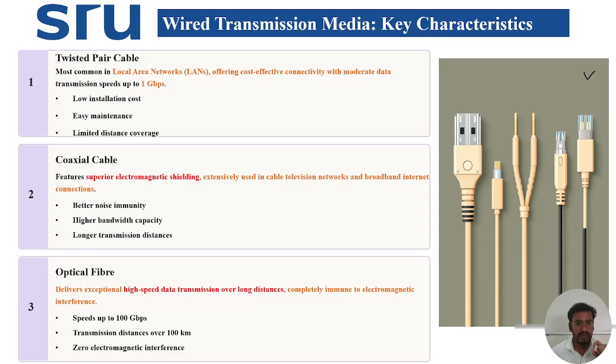Coming to the optical fiber, it delivers exceptional high-speed data transmission over long distances and is completely immune to electromagnetic interference. The speed of data transmission is very high compared to the other media. Speeds up to 100 gigabits are possible, a transmission distance of 100 kilometers is also possible, and there is zero electromagnetic interference.